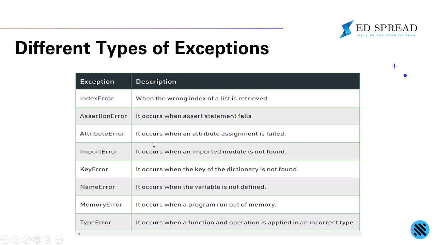AttributeError occurs when an attribute assignment fails. ImportError occurs when an imported module is not found. For example, we have seen in the modules and packages concept that to import modules we use the import keyword, right? So import math, import random. If you write import xy, a module which does not exist, then this error occurs. KeyError occurs when the key of a dictionary is not found. When we try to access an element from the dictionary using a key and the key is not found, we get KeyError.